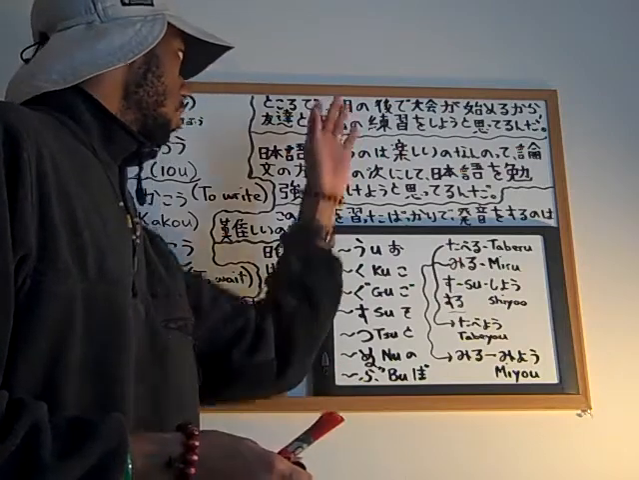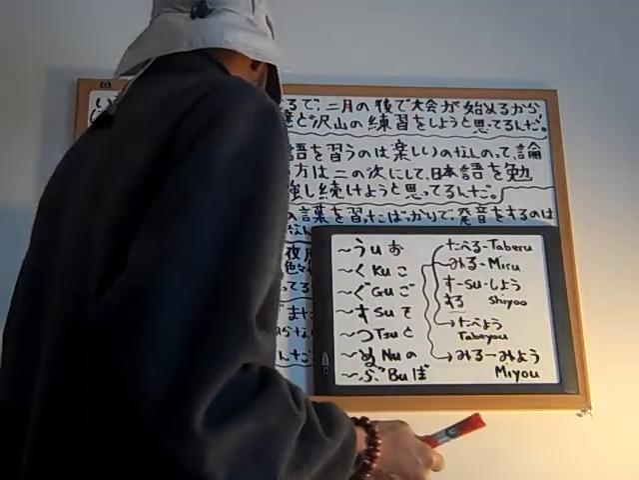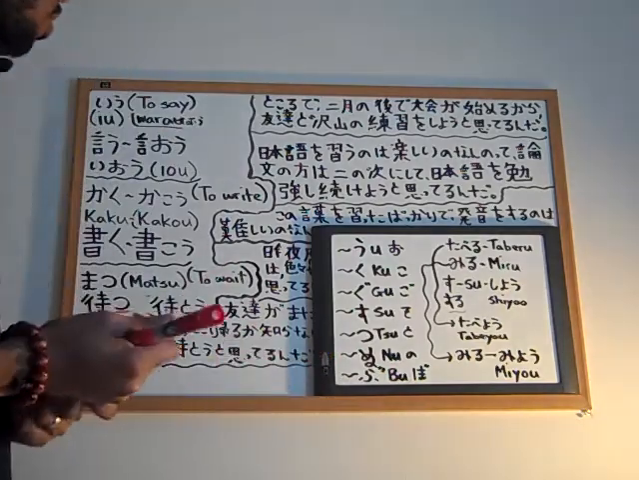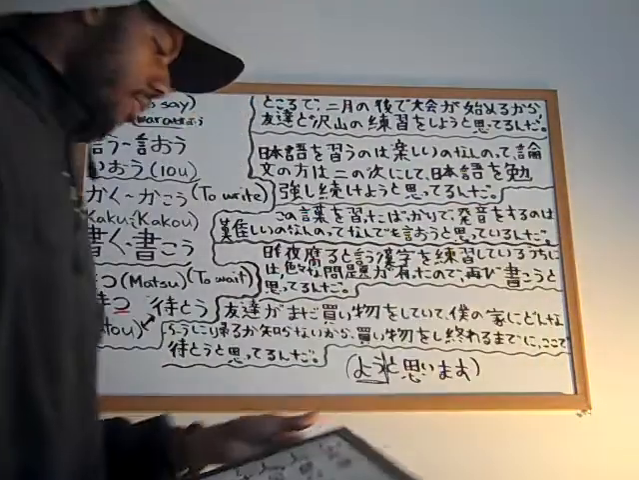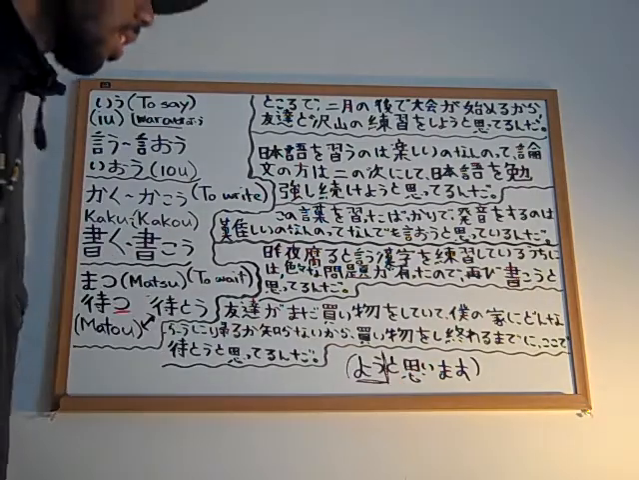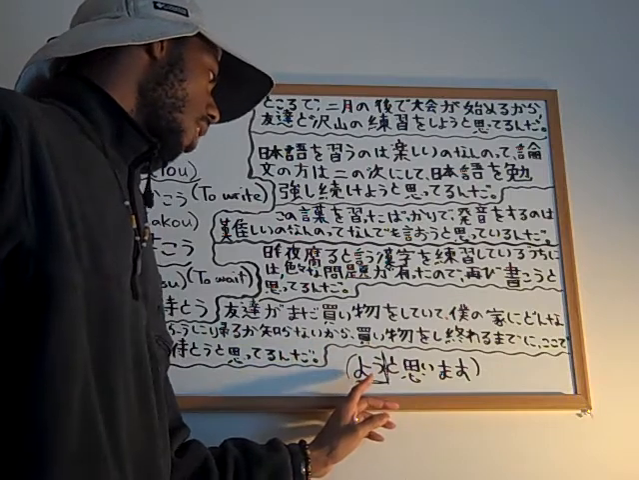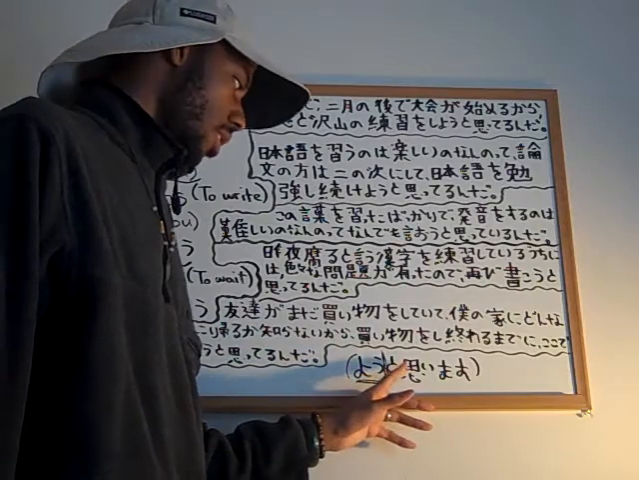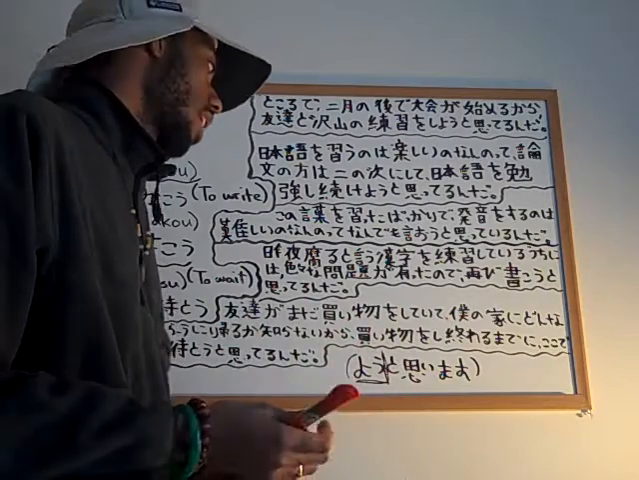Okay, and I made some examples in this. I'm going to read them just to show you guys how to use them. And before I do that, I should tell you, before you add the tomoimasu, I told you, when you add it here, it's like I'm thinking about doing something. I think about doing this, think about doing that.